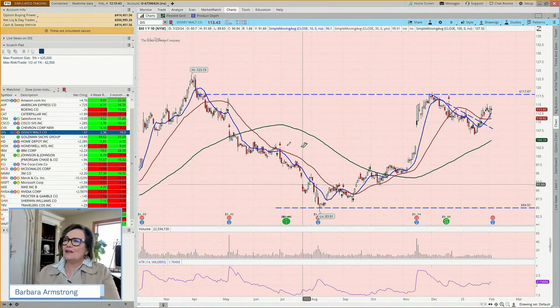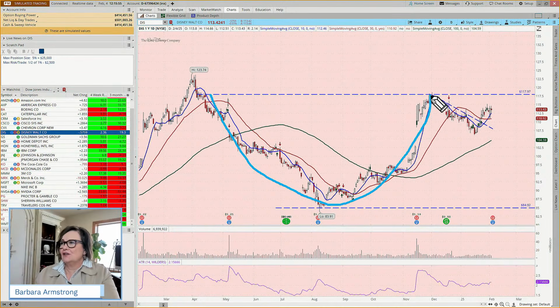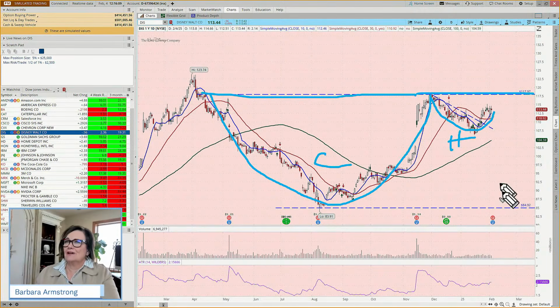Okay, so this is a huge pattern. And when we look at this, we say, do you see what I see? So we have this huge bowl and then the cup. So here's the cup, here's the handle, here's our resistance line. But has it broken above yet? No. And so what do we do? Well, what we do is we wait.